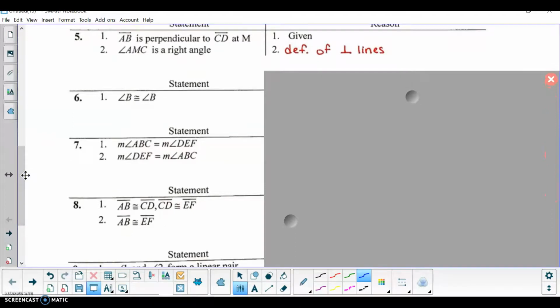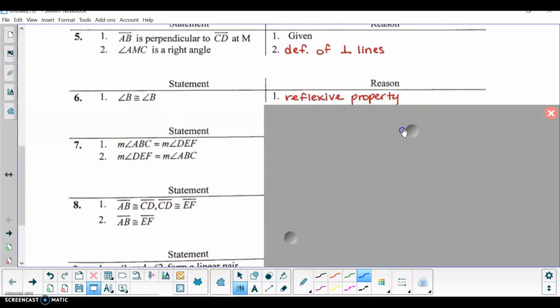Number 6, angle B is congruent to angle B. Does anybody remember that one? Reflexive property. See, all these definitions we looked at Monday, you're looking at them. This is why I said you should read through those, I don't know, 10 times. Get used to it. I know, but you need them.